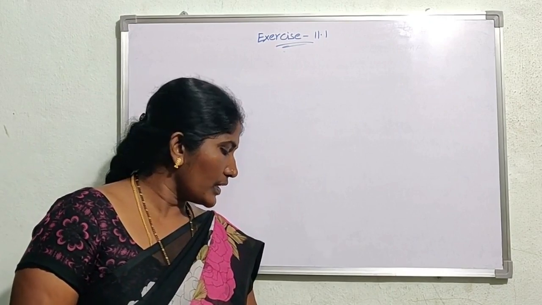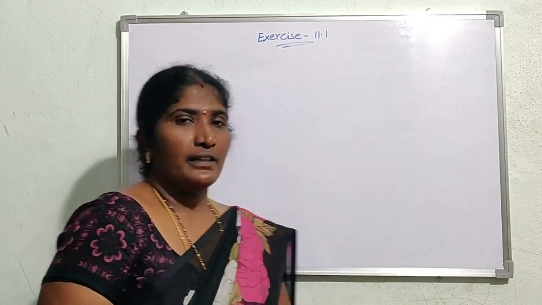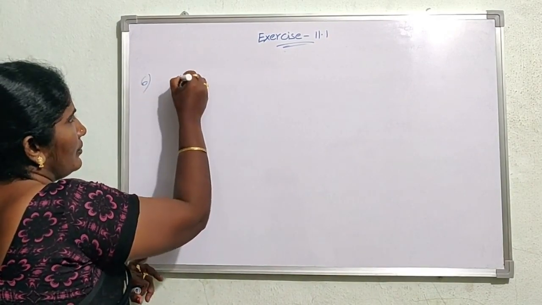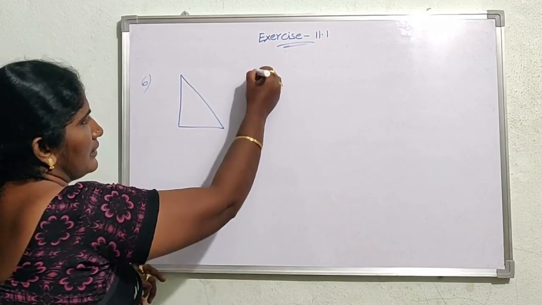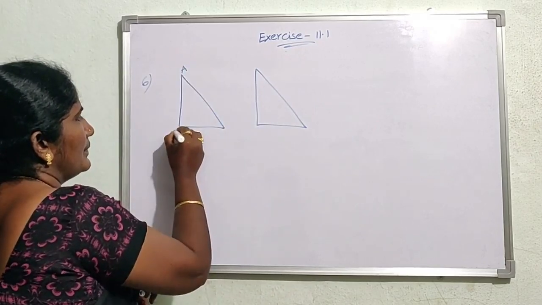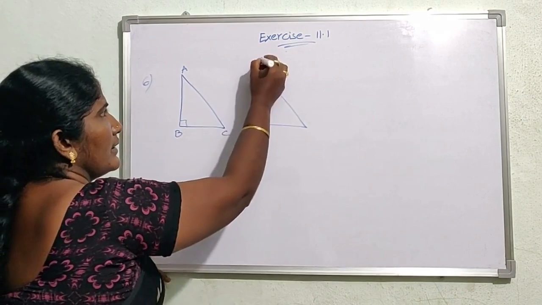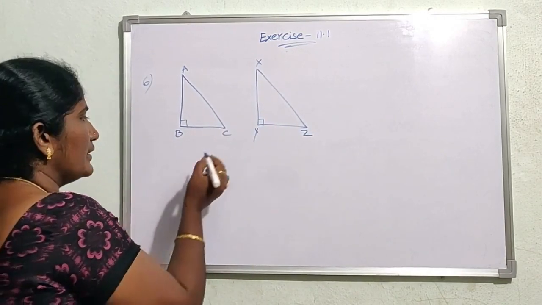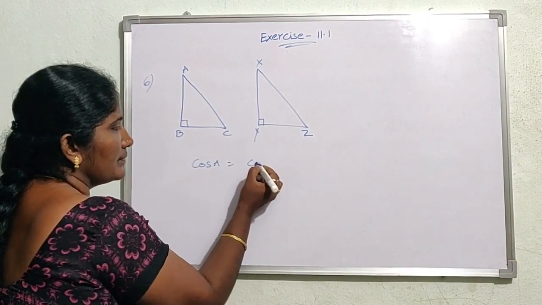Next problem. In triangle ABC and triangle XYZ, angle A and angle X are acute angles such that cos A is equal to cos X. Then show that angle A is equal to angle X. Here, what is the condition they gave? First, two triangles. ABC, right angle triangle, right angle at B. Next XYZ, right angle at Y. Here they gave condition cos A is equal to cos X.